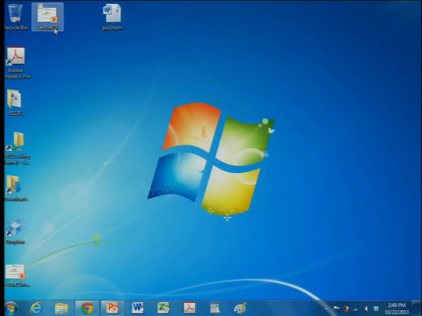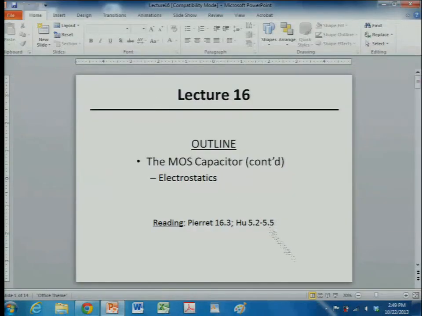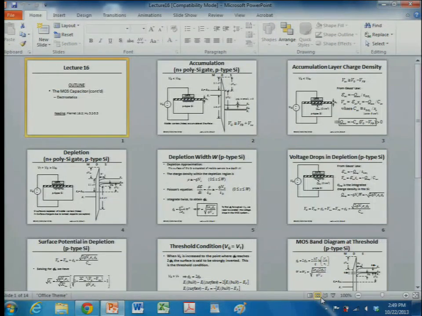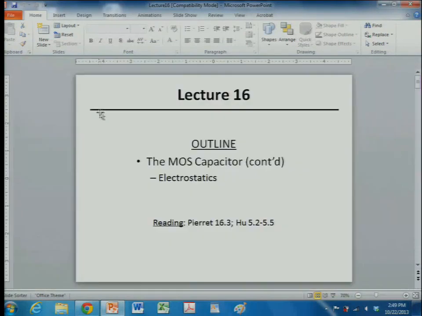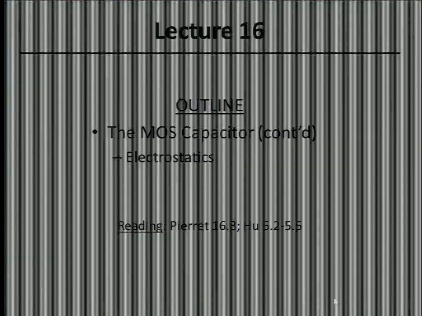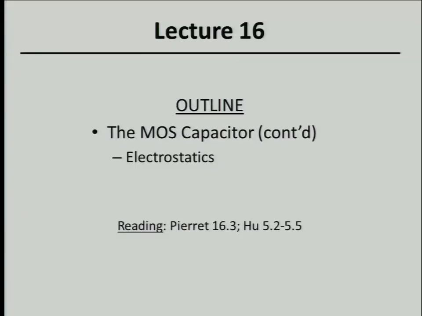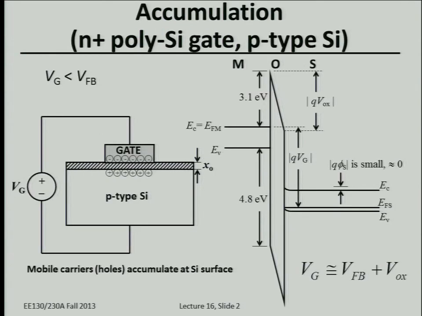Today we'll have a relatively short lecture just to finish up the basics of the MOS capacitor. So last time I covered qualitatively what happens when you apply a bias to the MOS capacitor structure. So today we'll just derive some simple equations to allow you to see how the charge stored in an MOS capacitor changes depending on the regime of gate voltage bias.